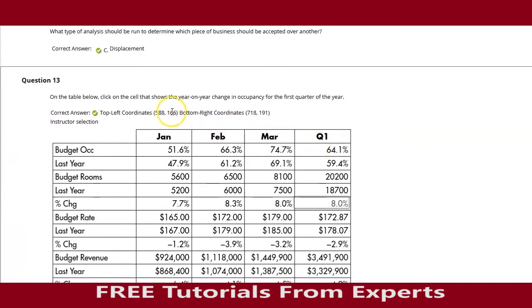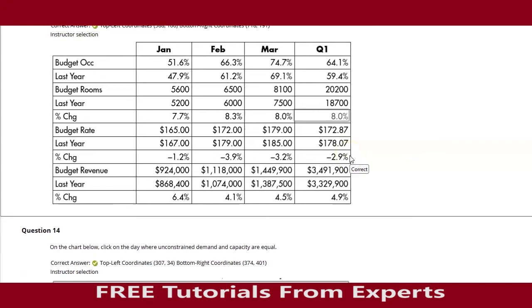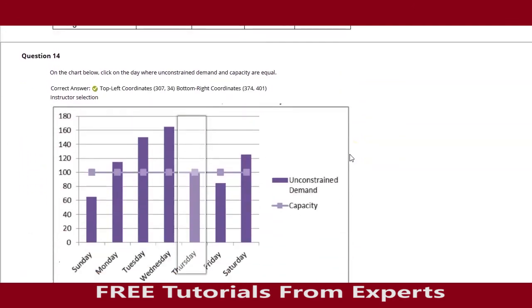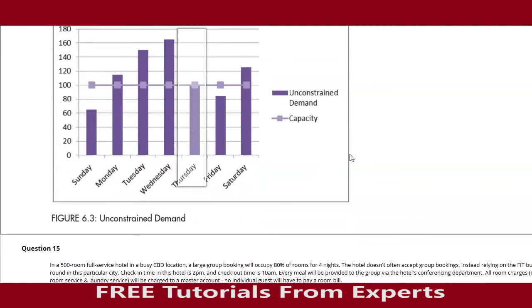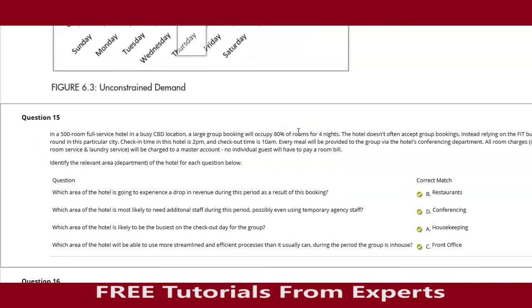As I told you, this other question required a lot of precision, and it was settled at 588 in the x-axis and 166 in the y-axis. Question 14, as you can see, the top left coordinates, we got that very right. 307, 34, bottom was 374. Again, these are some of the questions that require a lot of precision, so you have to be very keen while handling them. I have to mention that to you so that you get to know.